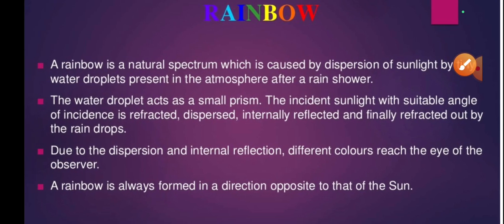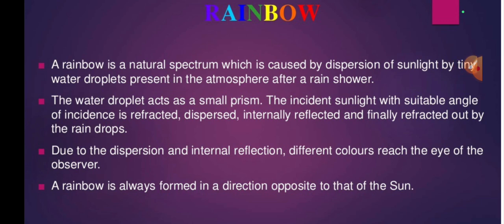Then rainbow. A rainbow is a natural spectrum which is caused by dispersion of sunlight by tiny water droplets present in the atmosphere after a rain shower. The water droplet acts as a small prism. The incident sunlight with a suitable angle of incidence is refracted, dispersed, internally reflected, and finally refracted out by raindrops. Due to the dispersion and internal reflection, different colors reach the eye of the observer.